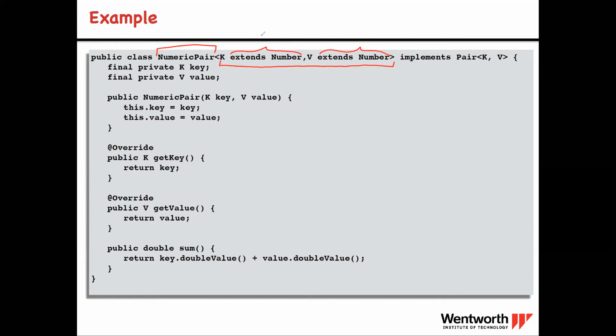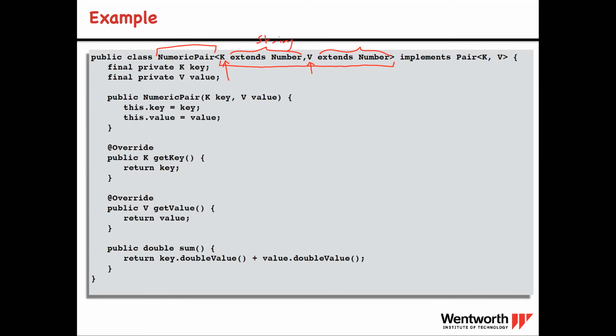So if I tried to put a string here, it's not going to work because a string does not extend Number. This would need to be an Integer or a Double or a Float. That's what I mean by the bounded parameters. You can restrict what K can be so that you can do certain things with it. So that's something to keep in mind. These both must be numbers for this to work properly.